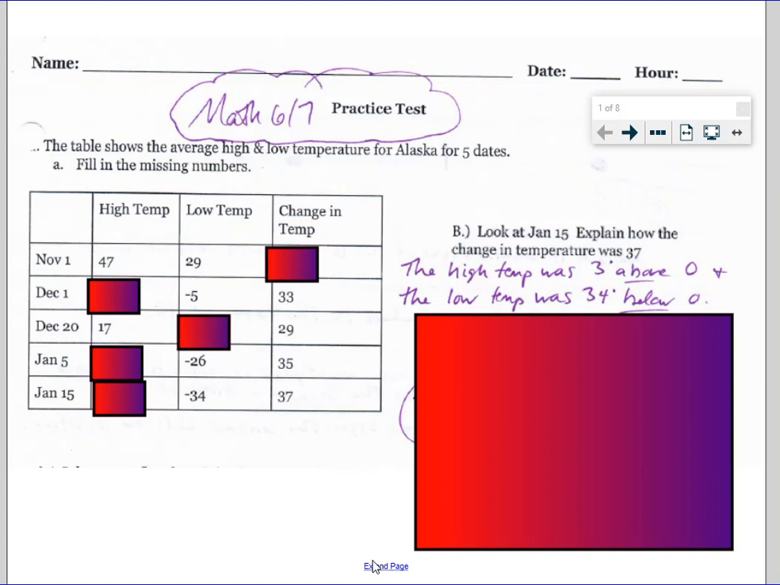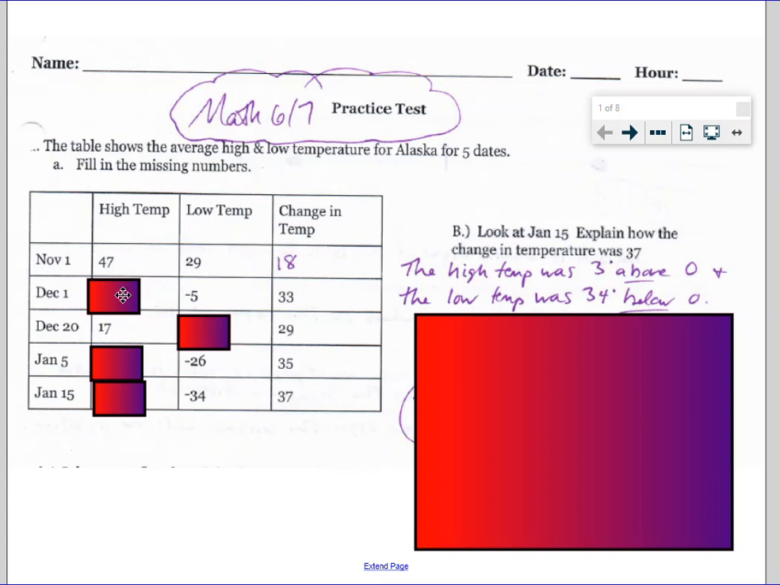Number one, you have this table of Alaska, and it's 5 dates on the left in this column. Then you also have the high temperature for each date, like 47, the low temperature, and then the change in temperature is what they're looking for. So your task was to fill in the missing numbers. Sometimes it was as simple as subtraction. The high temp minus the low temp tells you the change in temp of 18 degrees on November 1st.